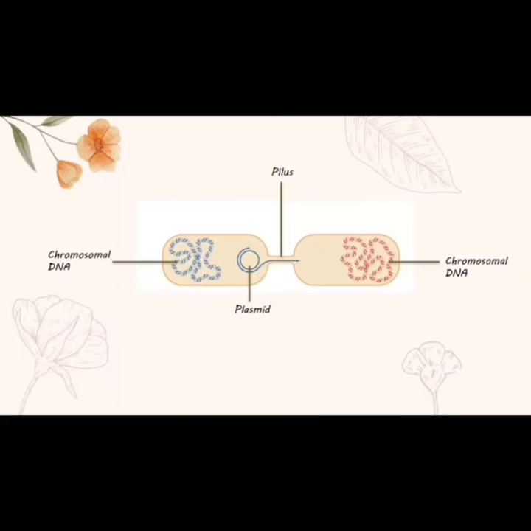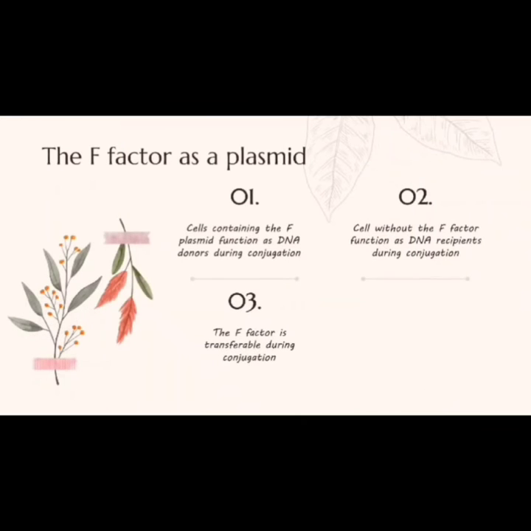There are several parts that are involved in this process. Number 1 is pilus, number 2 plasmid, and number 3 chromosomal DNA of donor and recipient. The F factor as a plasmid. A cell containing the F plasmid functions as DNA donor during conjugation. A cell without the F factor functions as DNA recipient during conjugation. The F factor is transferable during conjugation.